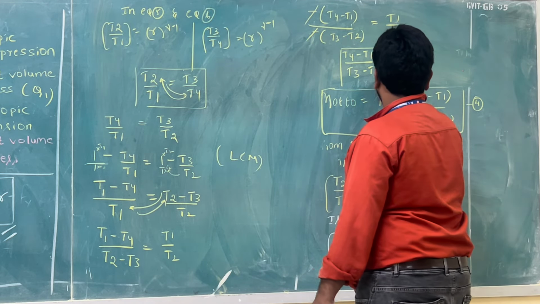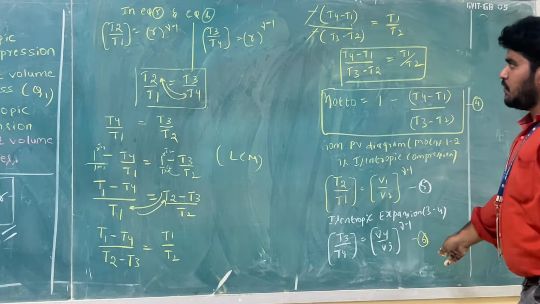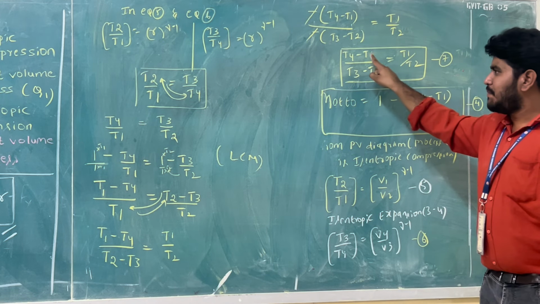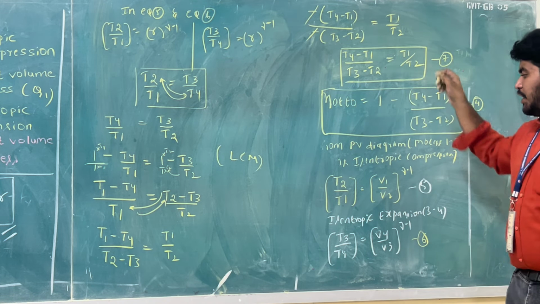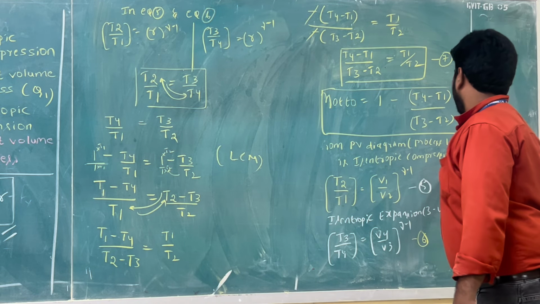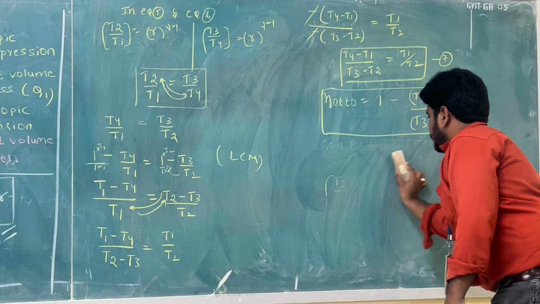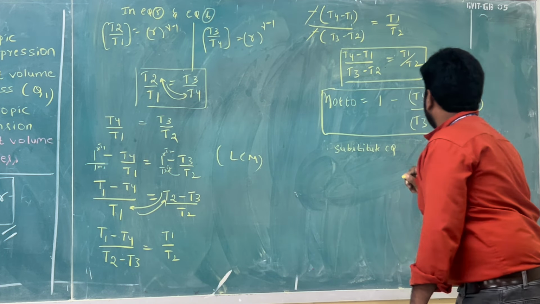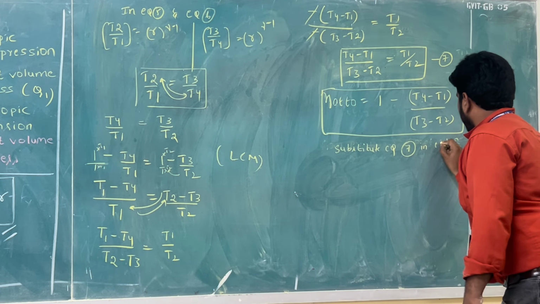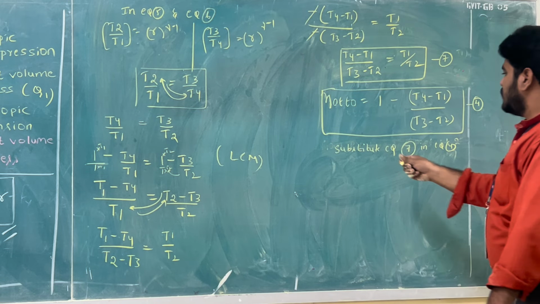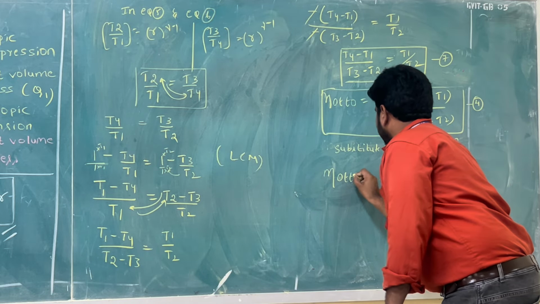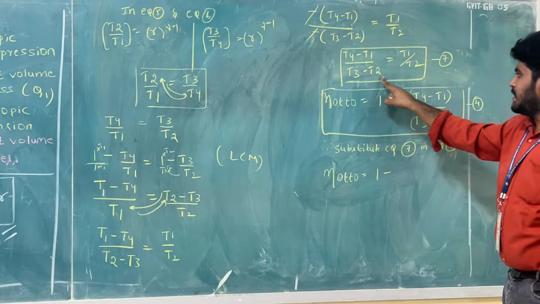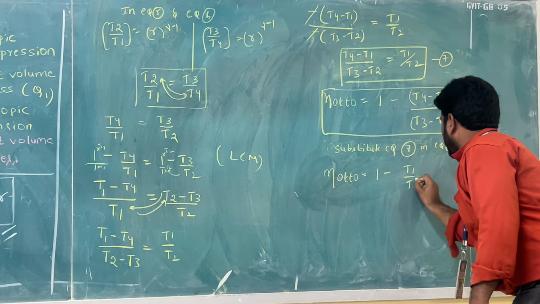This is a very important formula. This one I took as equation number 6, and this I will take as equation number 7. Now I can substitute (T4 minus T1) divided by (T3 minus T2) is equal to T1 by T2, that is equation 7, in equation number 4. So the efficiency of the Otto cycle is equal to 1 minus, and in place of (T4 minus T1) divided by (T3 minus T2), I get T1 by T2.